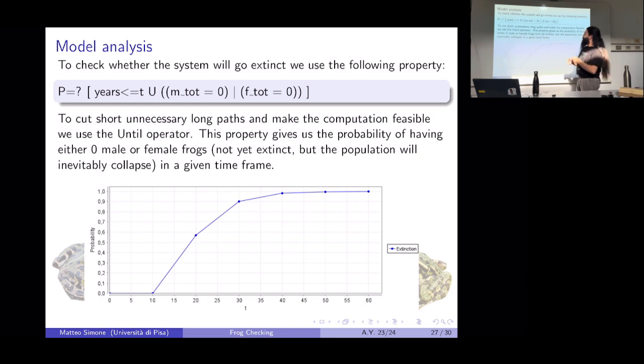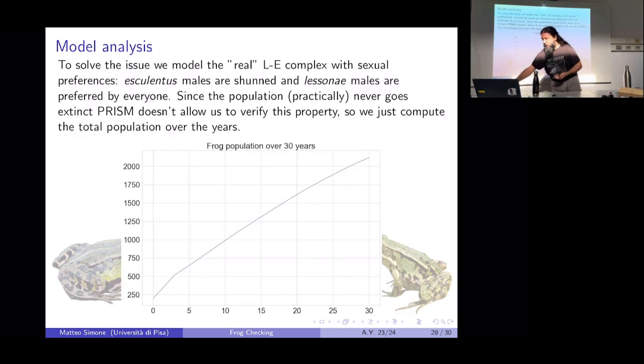So what if we implement sexual preferences like they do have in nature? So we model the true Lessona-Esculentus complex. In reality, Esculentus males are shunned. They are not really well liked by female frogs, while female frogs have a strong preference towards Lessona males. They are the Chad, and they are the other kind of, don't know, the beta, don't know. I'm not into that stuff.